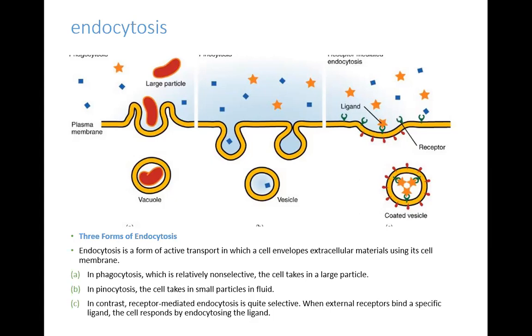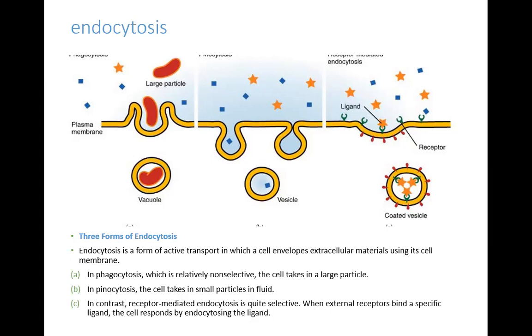Pinocytosis is literally cell drinking. Fluids that the cell wants, it can engulf and bring into the cell. And so we see phagocytosis, cell eating, pinocytosis, cell drinking, and then receptor-mediated endocytosis, which is when there are certain things that we want to bring into the cell that we only have very specialized receptor sites for.